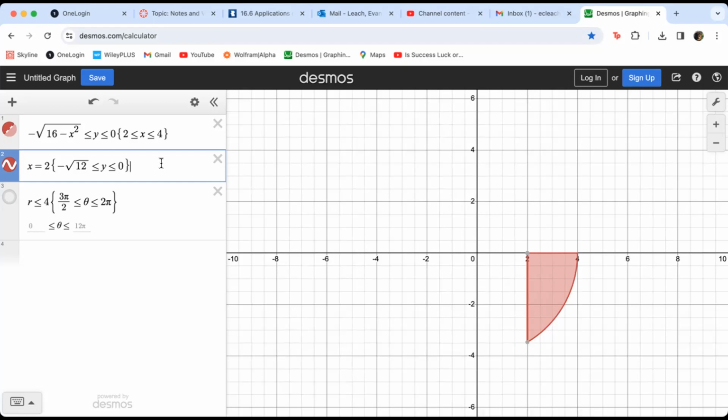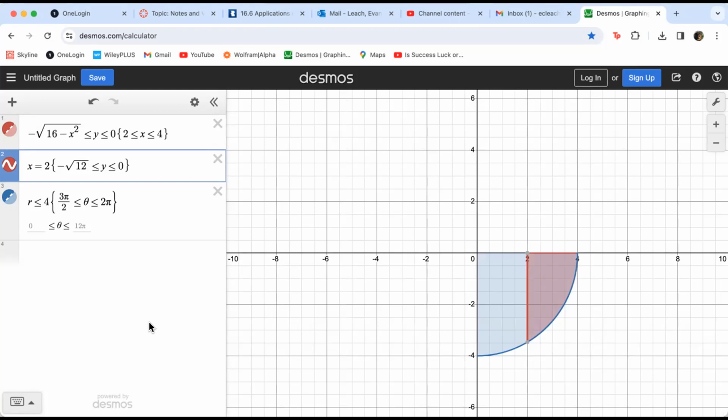Now notice in the second part, we are a little bit more limited as far as polar coordinates go in Desmos. So here I've written r is less than or equal to 4 for theta between 3 pi over 2 and 2 pi. From 3 pi over 2 to 2 pi, that gives us the fourth quadrant. R from 0 to 4 is giving that whole quarter circle.